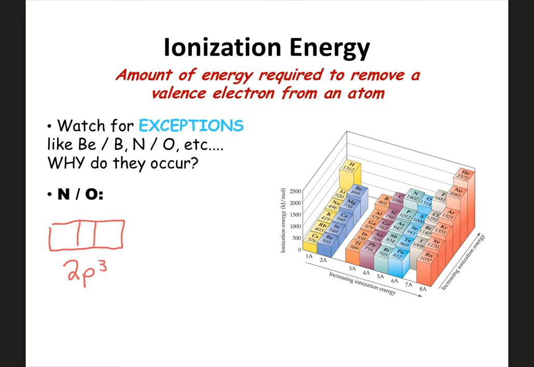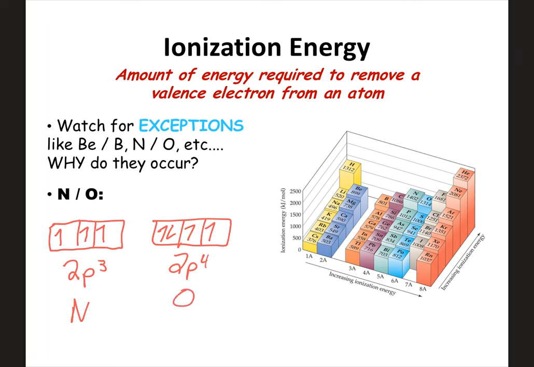So according to Hund's rule, nitrogen would have one electron in each orbital. So this is nitrogen. And then we have oxygen though. Oxygen would be 2p4. So oxygen would look like this. Hund's rule says one in each until you're forced to pair. So that's what oxygen would look like.